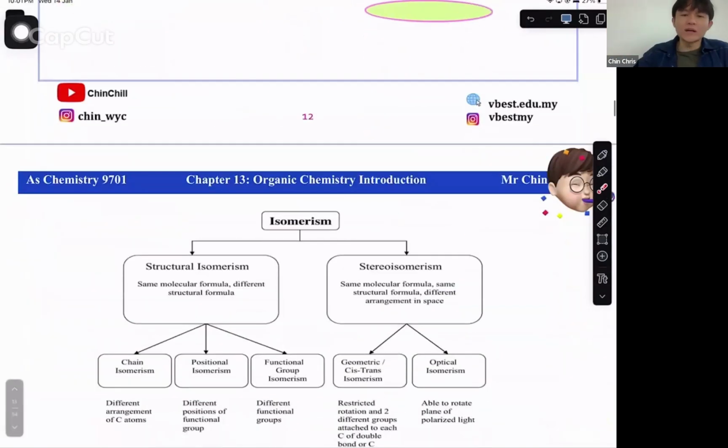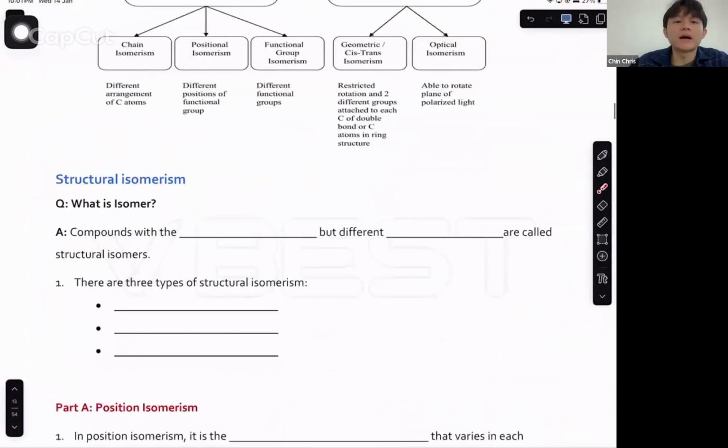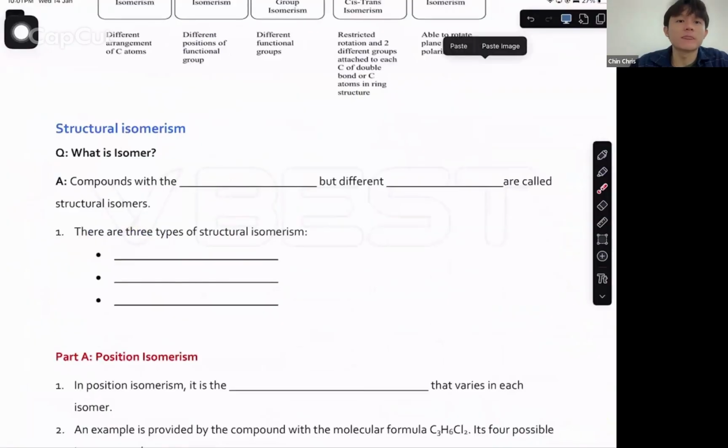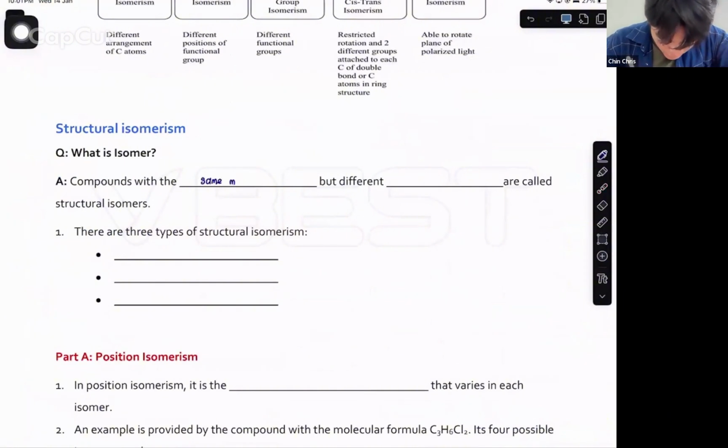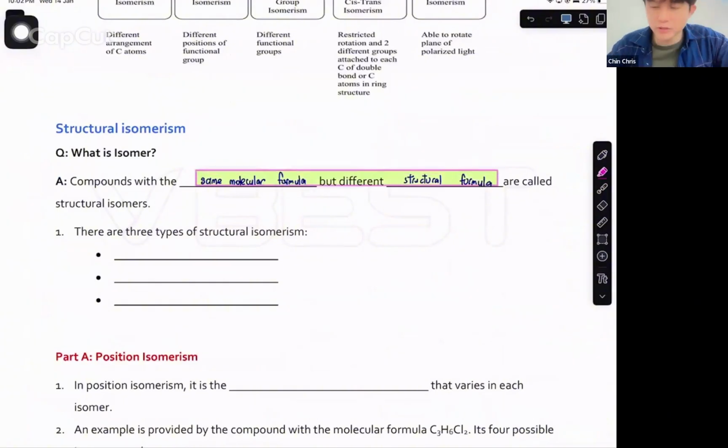All right, guys, next. What is isomer? Kid, come, isomer. What's isomer? Isomer is structure with same molecular formula, but different structural formula, yeah. Keyword: same molecular formula, different structural formula are known as structural isomer.